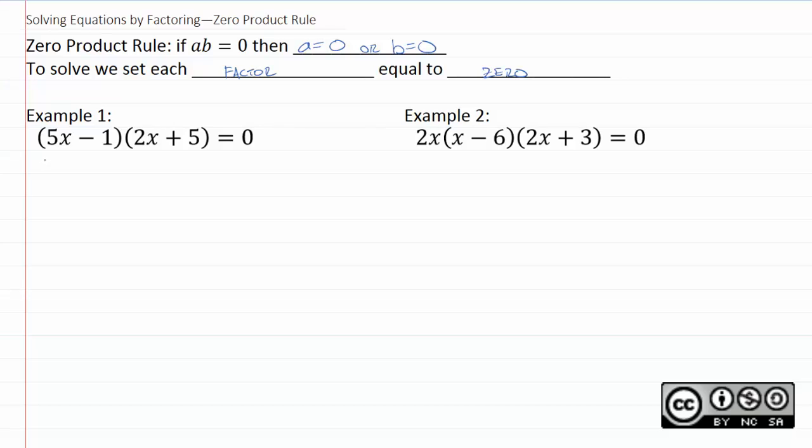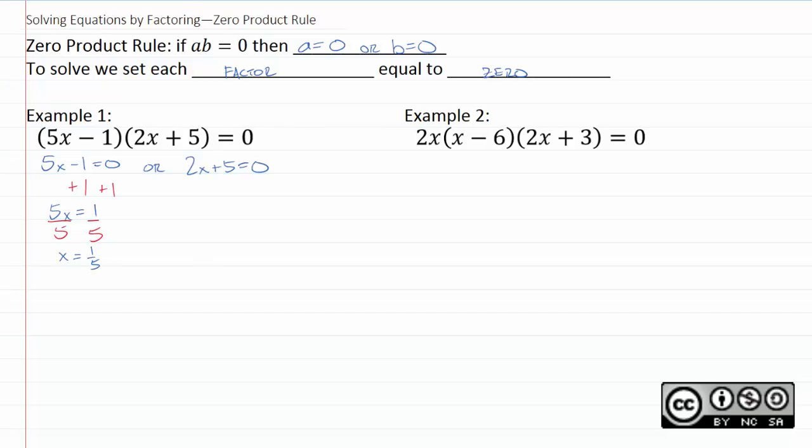For example 1, either 5x minus 1 equals 0 or 2x plus 5 equals 0. And then we just solve each one using regular algebra. I'll add 1 to both sides here. I get 5x equals 1. I divide by 5. And I get that x equals 1/5. That is one of my two possible answers.